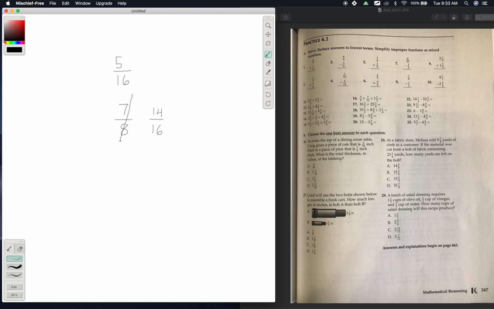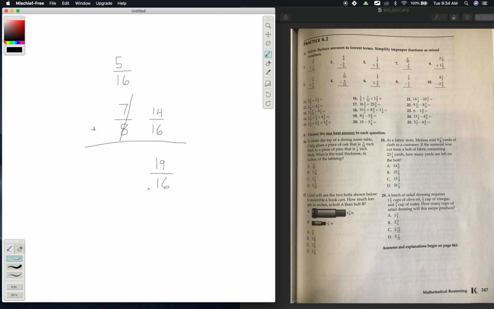Okay, let's cross this out. Just keep organized. We know it's addition. So we have 14 plus 5. We know what that is: 19. And 16 always stays the same.